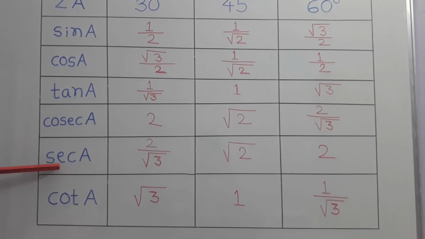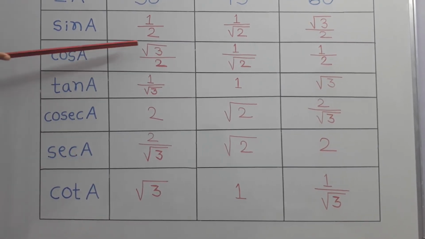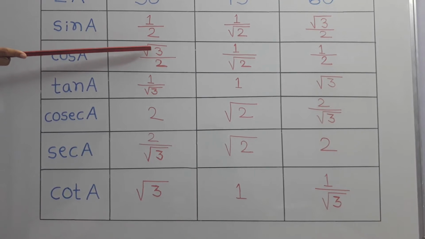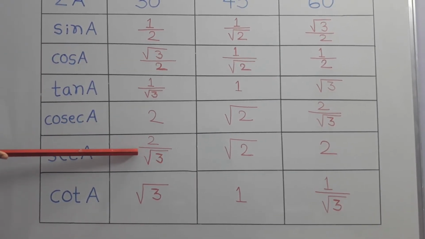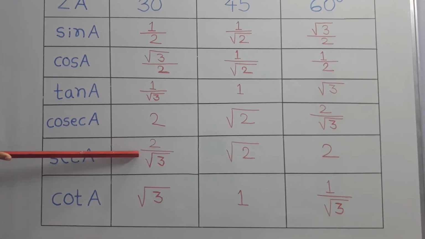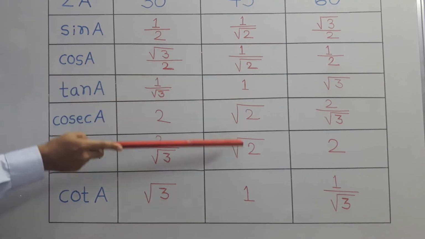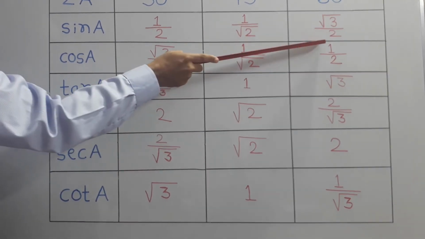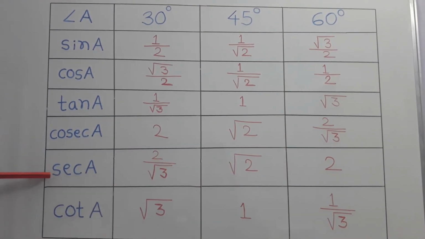Then we know the formula, sec A is equal to 1 upon cos A. So if you divide 1 by root 3 upon 2, that gives the answer 2 upon root 3. Reciprocal we will take. So 1 upon root 2: the reciprocal of 1 upon root 2 is root 2. The reciprocal of 1 upon 2 is 2. In that way we can complete sec A.